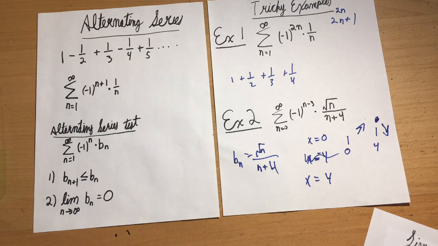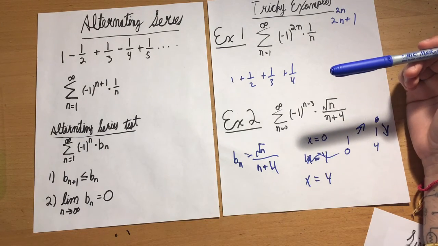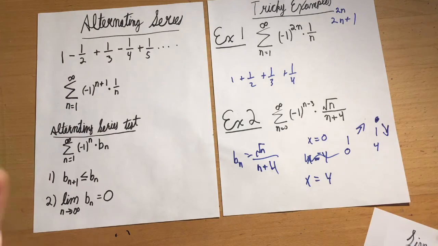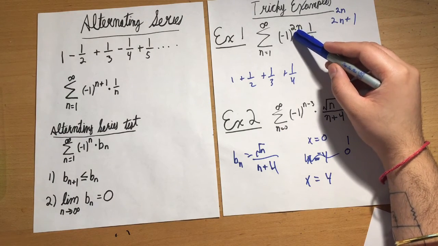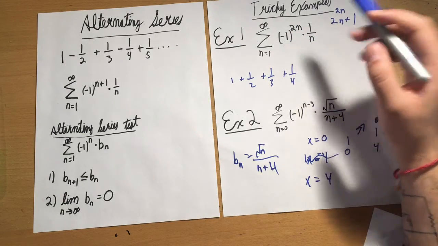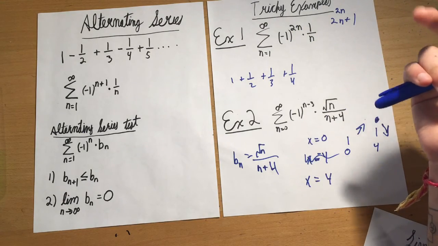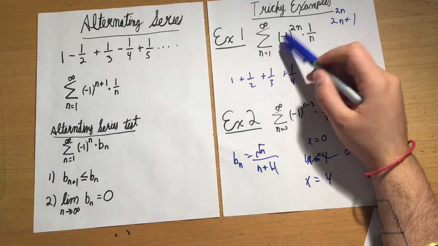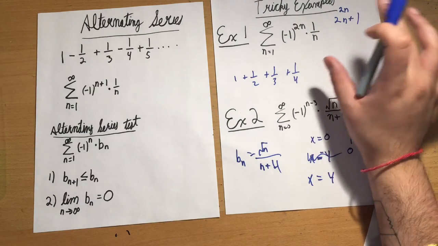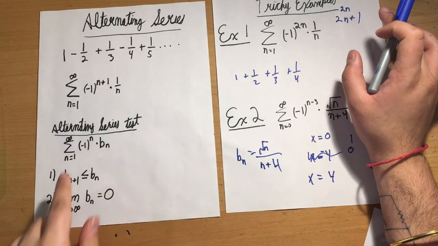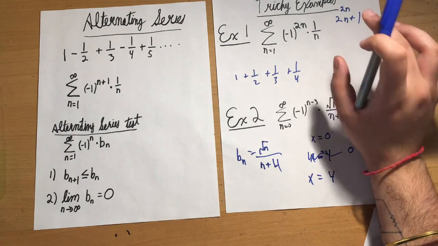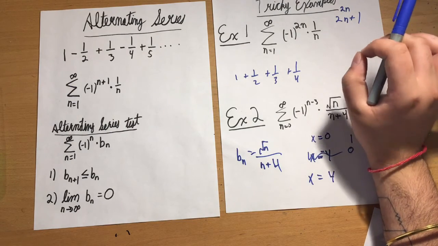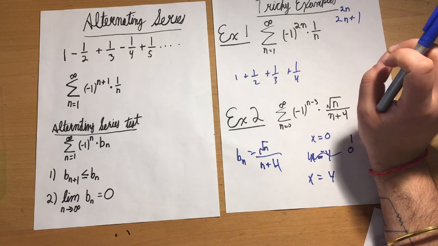Main takeaway from this video is alternating series. You want to check for changing signs, and always check the exponent on the -1 to make sure it's causing the -1 to change signs. Once you've separated out the -1 term from everything else, that everything else becomes b of n, and you perform these two tests on it. You check these two conditions. If both conditions hold, your series converges. If not, your series diverges.